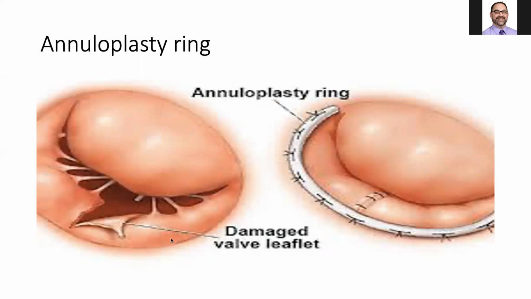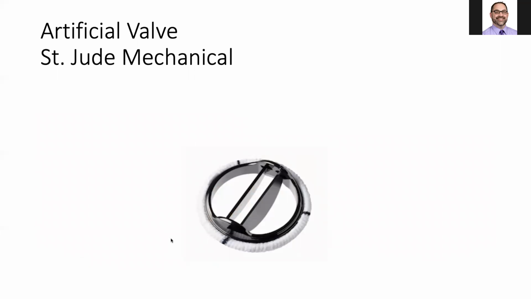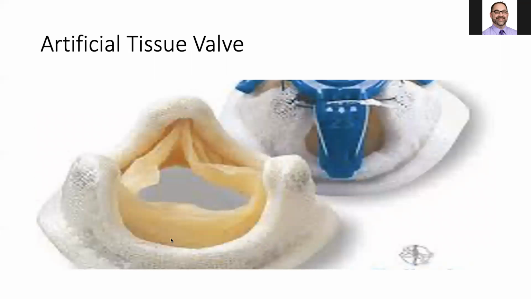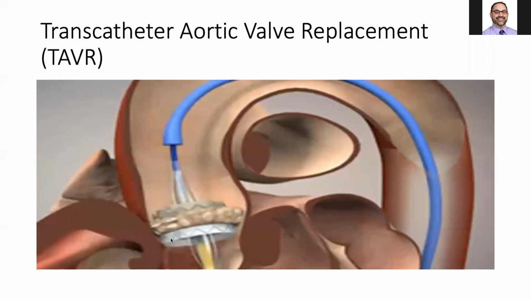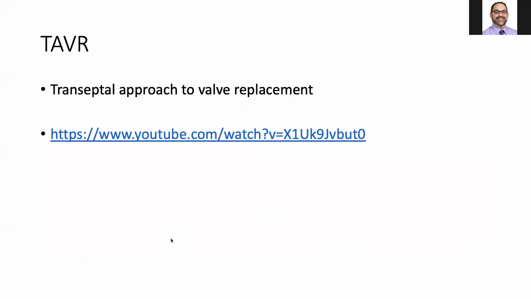Annuloplasty rings. So sometimes if we can repair those valves with a ring, it's a little less invasive for the patient. This is the artificial St. Jude's mechanical valve. And then artificial tissue valve. And then the last thing is to talk about the transcatheter aortic valve replacement, TAVR. There's a video on this if you want to take a peek at it. I'm sure many of you have taken care of these patients. They tend to do much better from a valve replacement standpoint than a traditional open heart surgery.